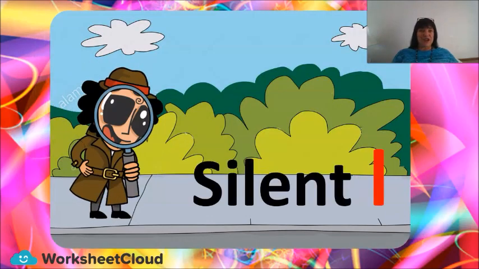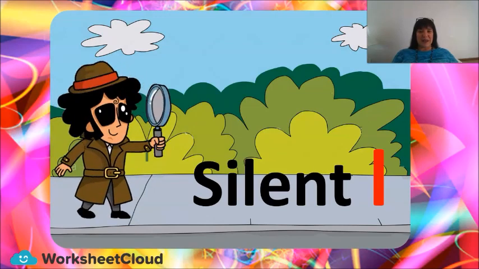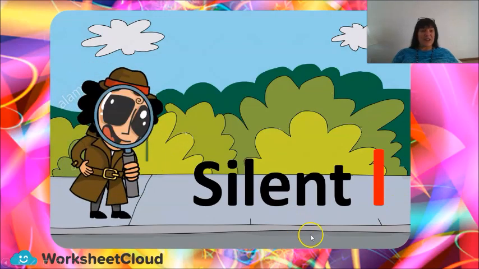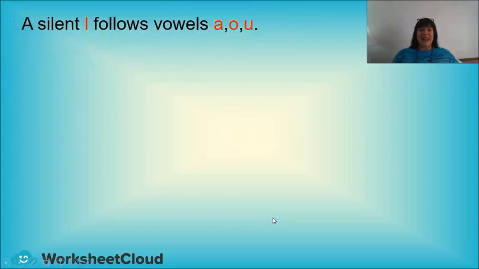And let's have a look for our silent L. Can you see it anywhere? And let's have a look at some silent L words. Silent L follows the vowels A, O, and U. Let's have a look.